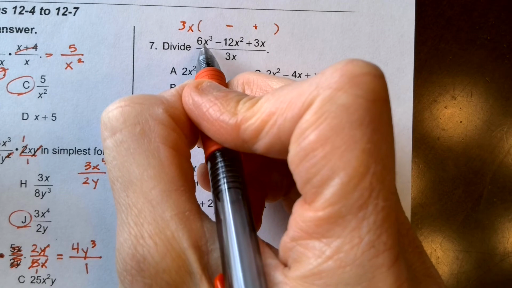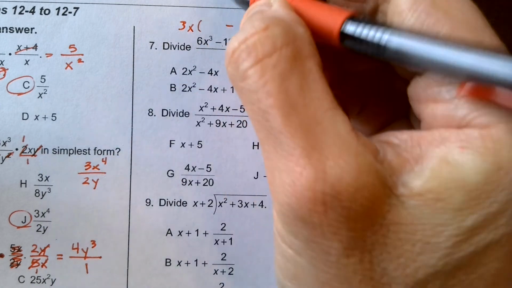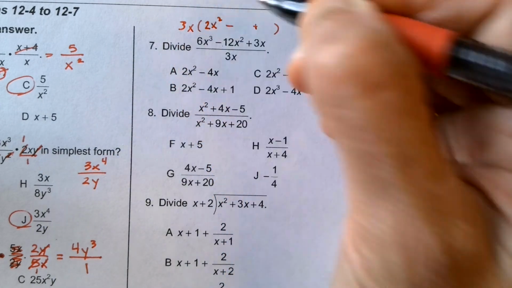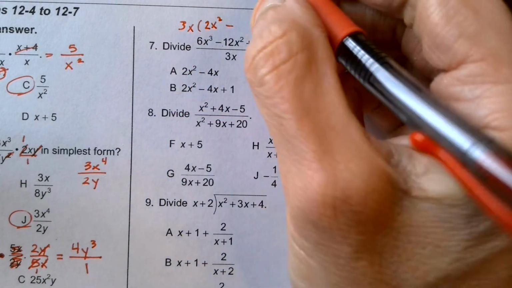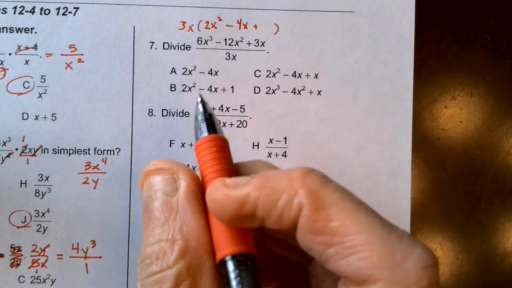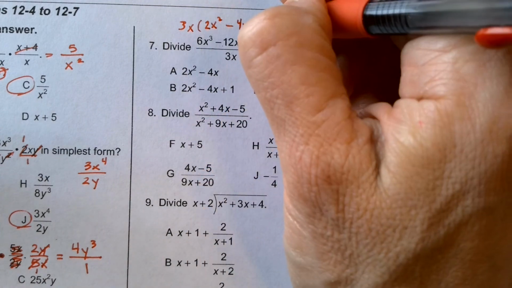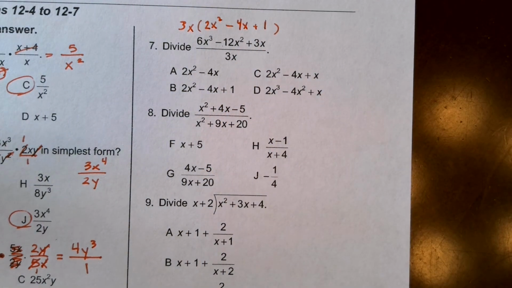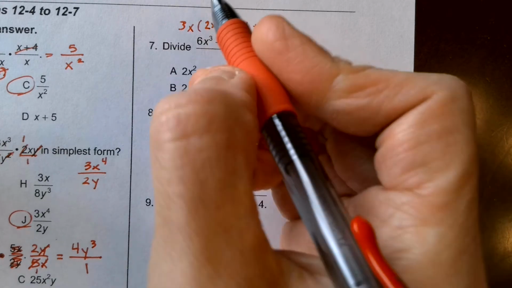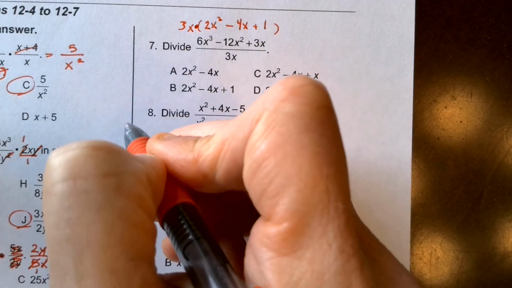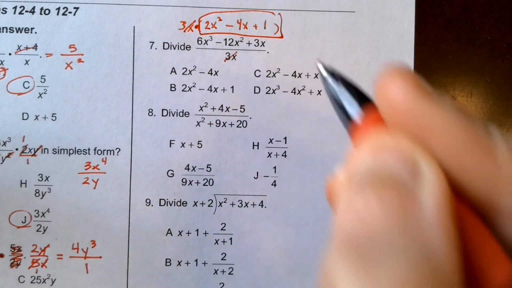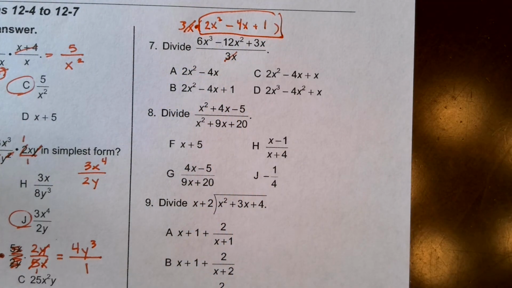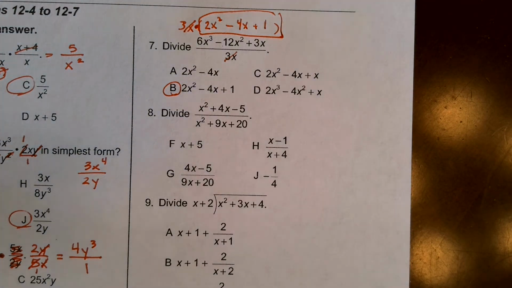So if I divide a 3x out of there, I'm going to be left with a 2x squared. And if I divide a 3x out of here, I'm going to get a 4x. And if I divide a 3x out of here, I'm left with just the 1. And now the good news is this is multiplied, so therefore we can cancel those, and we are left with this for an answer. Where is it? There it is. All right.